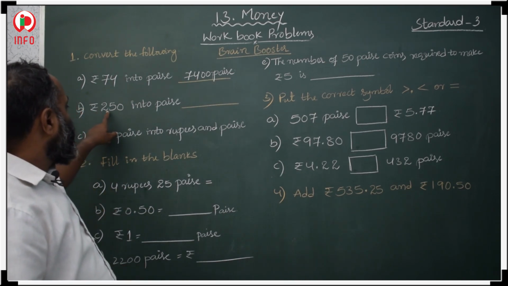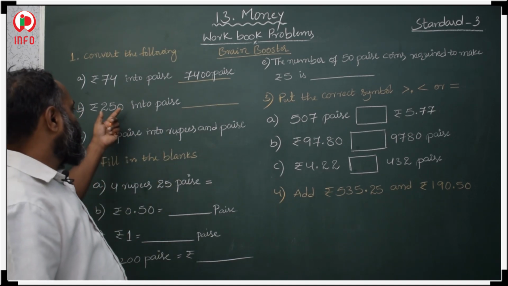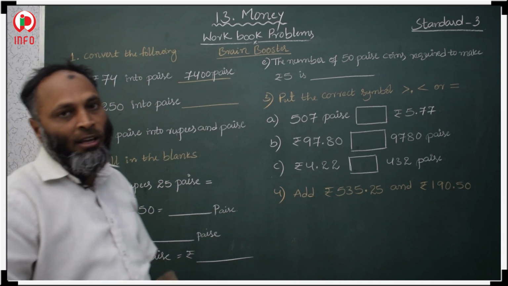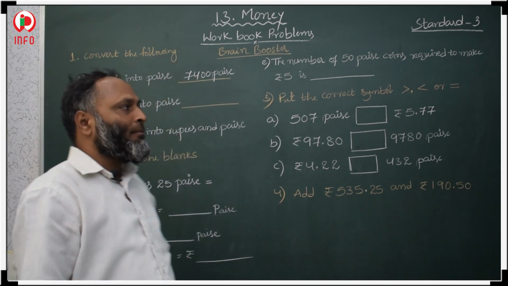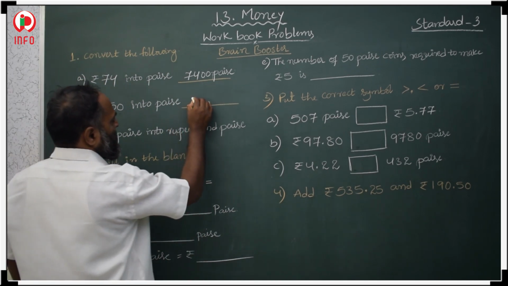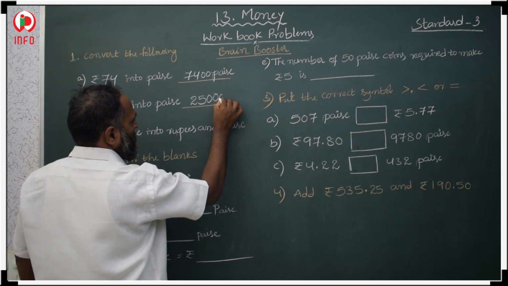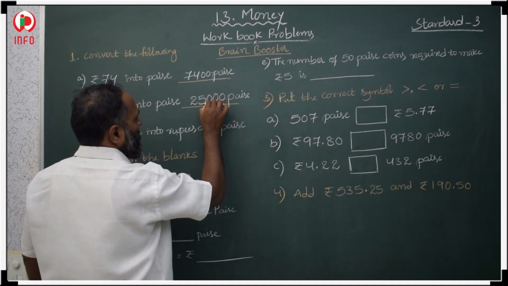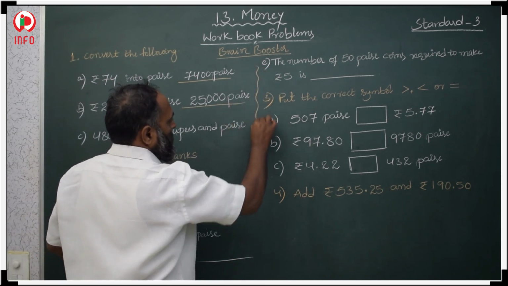Now 250 rupees converted into pies. Again we should multiply with 100, then you will get 2 extra zeros. Why? 1 rupee is equal to 100 pies, and in 100 we have 2 zeros. So that is 250 and 2 zeros more, that is 25,000 paisa. Okay. So this is the conversion.